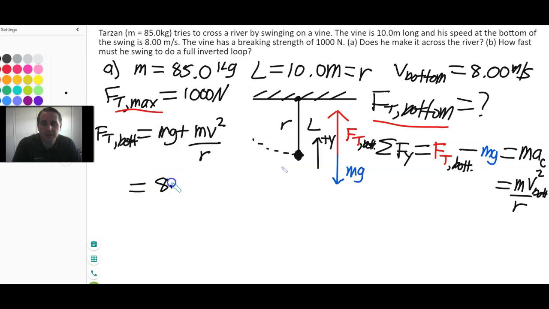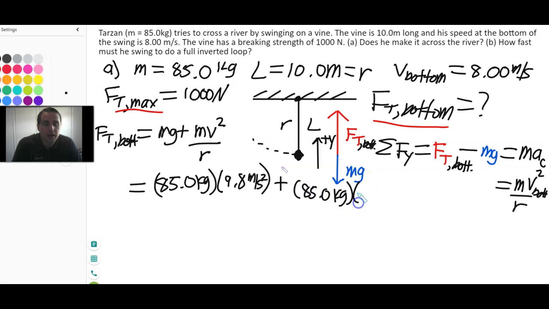This is 85.0 kilograms, and g we know to be 9.8 meters per second squared. We assume that is constant near the surface of the Earth. Plus mv squared, so this is 85.0 kilograms times v squared, that's 8.00 meters per second, squared, divided by the radius of 10.0 meters. Let's go ahead and get F_T at the bottom.